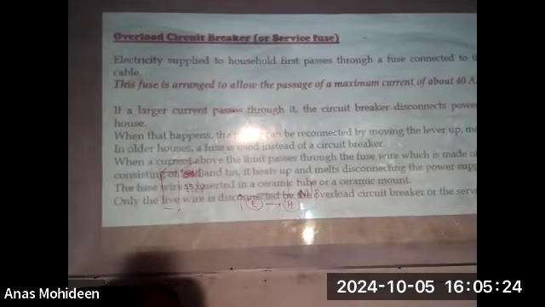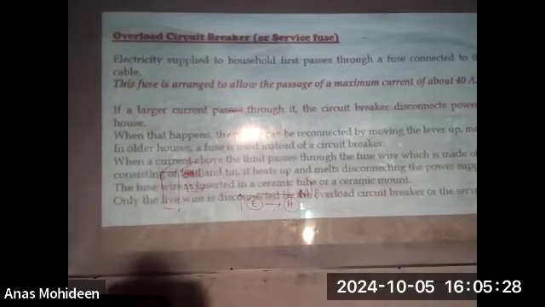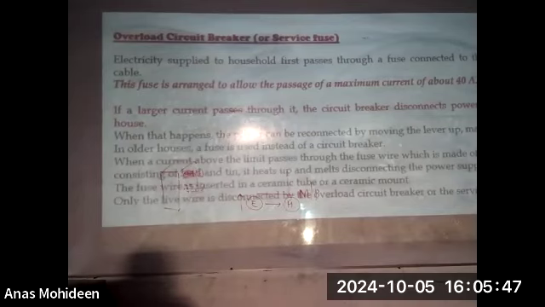Shall I read? Look at this. Overload circuit breaker. Quickly read the points. Electricity supplied to household first passes through a fuse connected to the live cable. Underline, this fuse is arranged to allow the passage of a maximum of 40 ampere current. If a larger current passes through it, the circuit breaker disconnects power to the house. Okay.